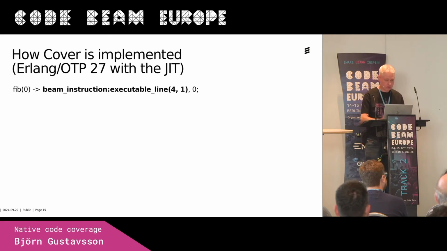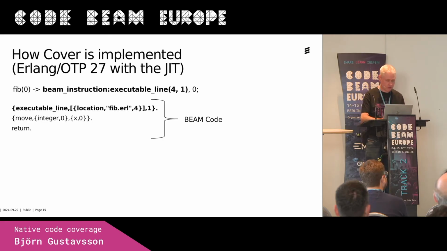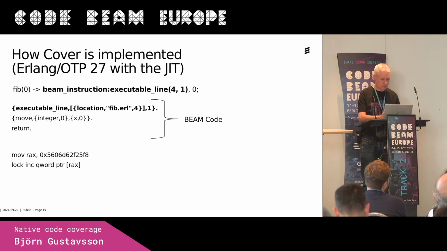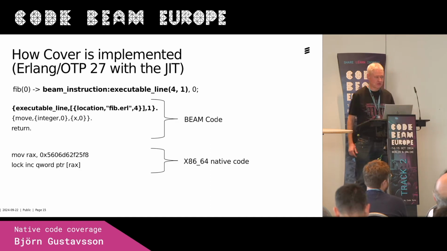And now we'll see how this looks in BEAM code. So here we have that. There is an executable line instruction inserted before the code that returns the 0. And dropping down further to the JIT code, the native code, there are two instructions to increment the counter here.